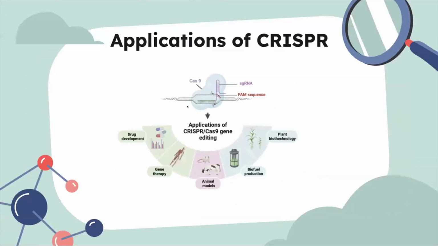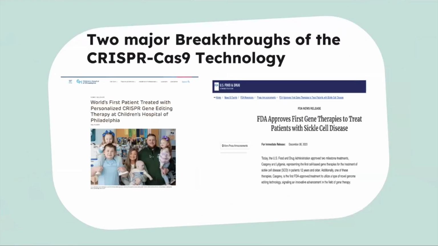All right. So here are some of the major applications of CRISPR. This includes drug development, gene therapy, animal models, biofuel production, and plant biotechnology. I mentioned two major breakthroughs, and one of them is a personalized gene therapy for a girl with a rare metabolic disease known as severe carbamoyl phosphate synthase 1, CPS1 deficiency. CRISPR was used in this case to fix a point mutation in the girl's genome.